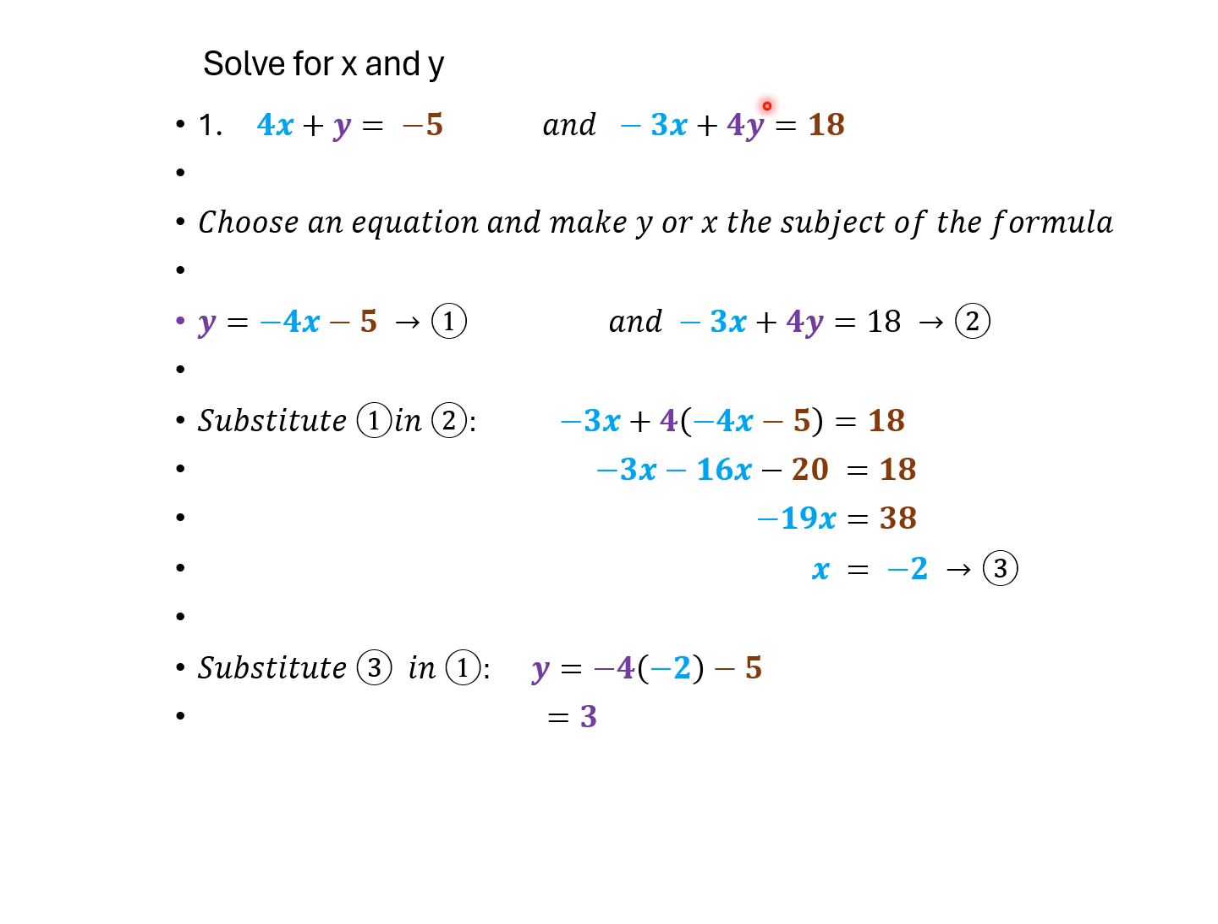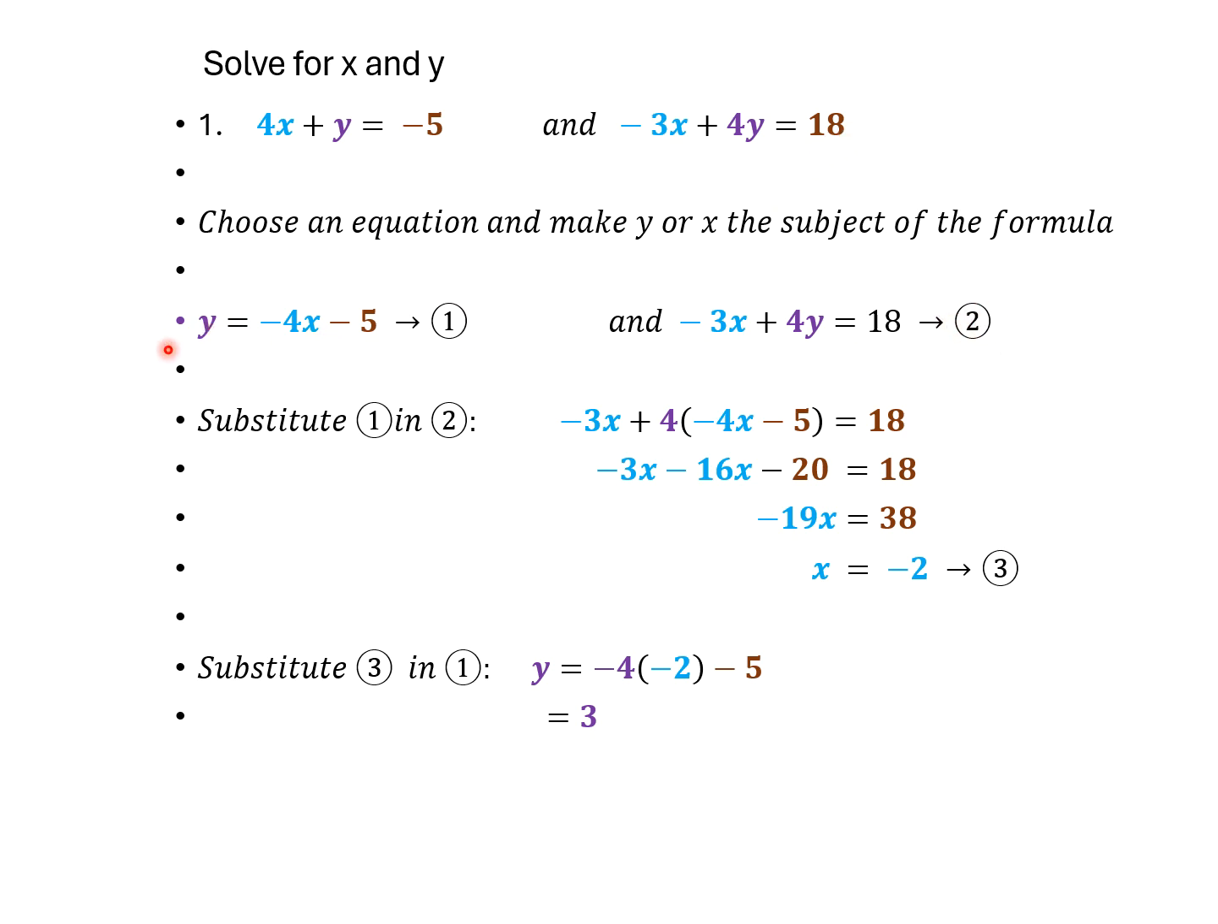Between the two equations, you can either make x or y the subject of the formula. And when I say y, I mean I want 1y or 1x, not 2x or 3y or 5y. If we look at equation 2, the simplest one, it already has 1y. So I'm going to make this y the subject of the formula and take 4x over. So y equals, if I take positive 4x over, it becomes negative 4x minus 5. That's my equation 1, and the second equation I leave as is.